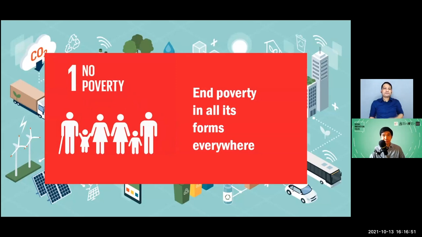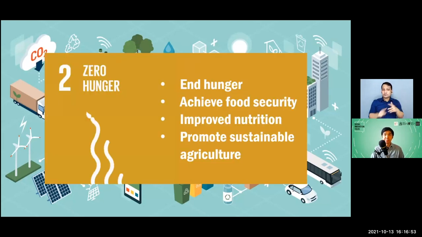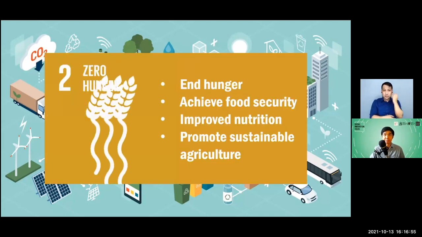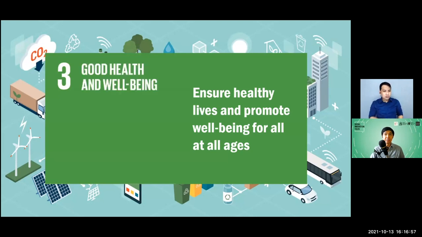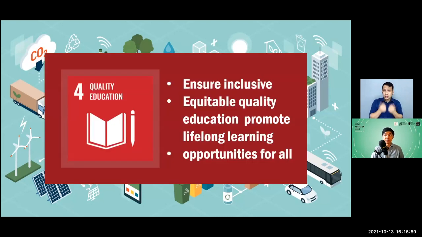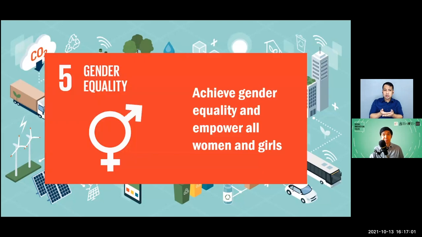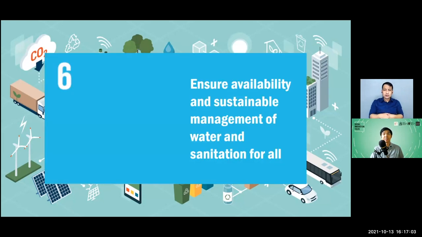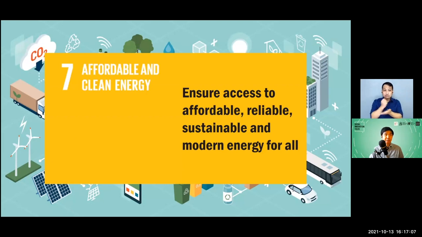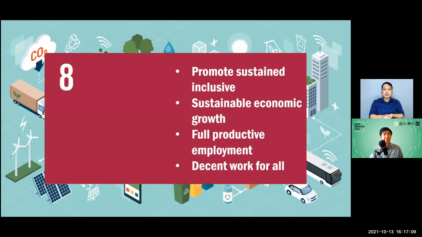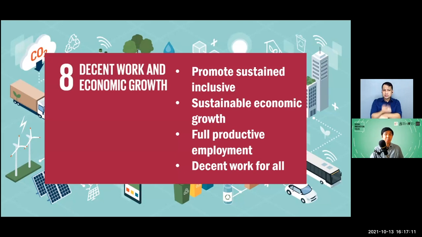So from the beginning, first is no poverty. Next is zero hunger. Third is good health and well-being. Quality education. Gender equality. 6 is clean water and sanitation. Affordable and clean energy. Decent work and economic growth.